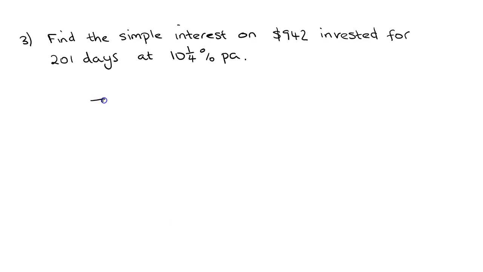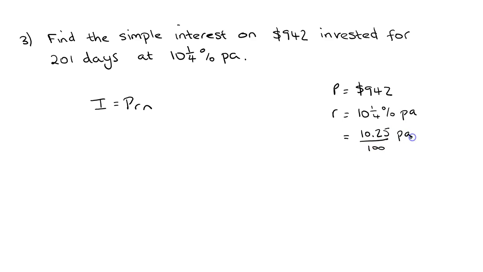I'm going to start by writing out my formula again. I recommend you always do this. And P is $942. R is 10.25% per annum. Now, if we rewrite this, this is 10.25 percent, which is hundredths per annum. And if I write that as a decimal, that's 0.1025 per annum.